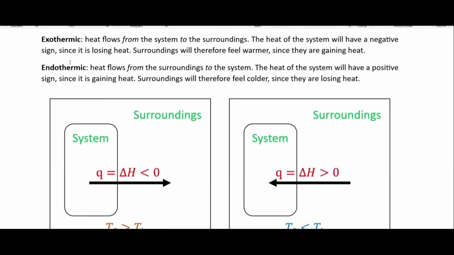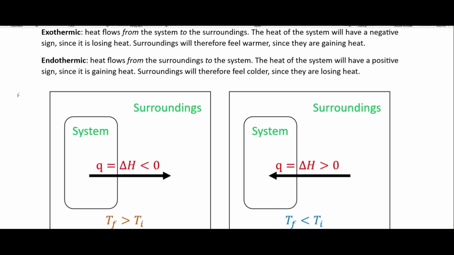Then we can also have what are called exothermic and endothermic processes. In an exothermic process, heat flows from the system to the surroundings. The heat of the system will have a negative sign since it is losing heat. The surroundings will therefore feel warmer since they are gaining heat. That looks like this over here, where we can see the system is losing heat into the surroundings. And so the Q here, which as we'll see in future videos, in most instances can be equated to the delta H, the change in the enthalpy, will be less than 0. Remember, this is from the system's point of view. The system is losing energy, so the Q is going to be negative here.